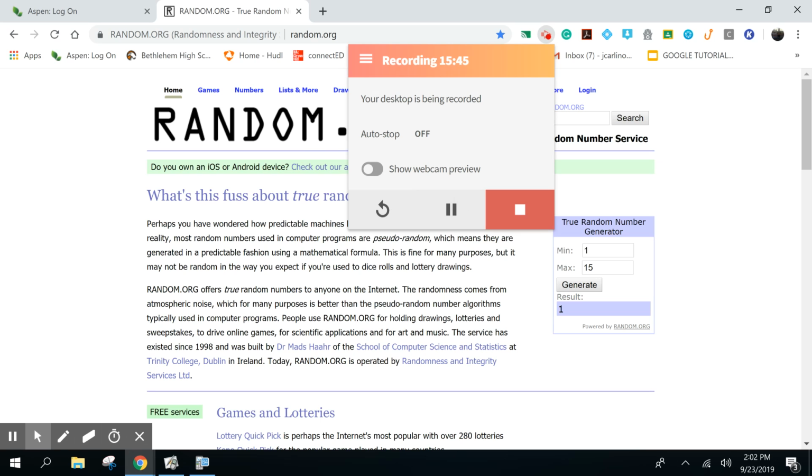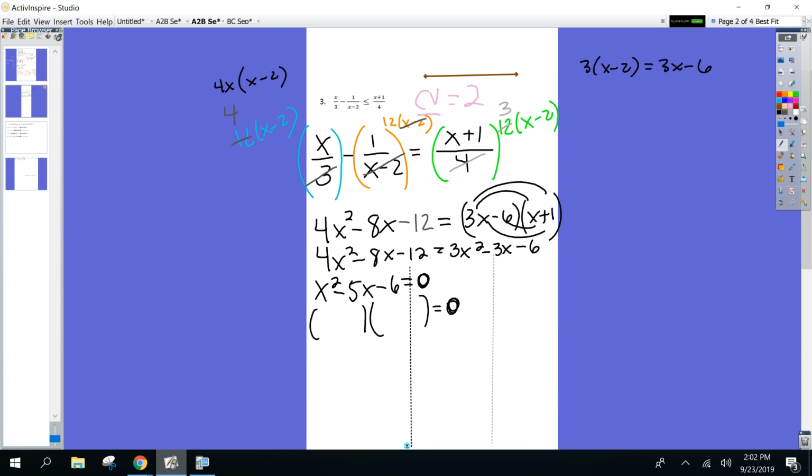Minus 5x minus 6. Anybody find 2 numbers that satisfy that one? Where'd that come from? I foiled, combined my like terms, and I got 3x squared minus 3x minus 6. Move the 3x squared over. I got x squared. Added 3x over. I got negative 5x. Added 6 over. Right here. And got negative 6. All equal to 0.